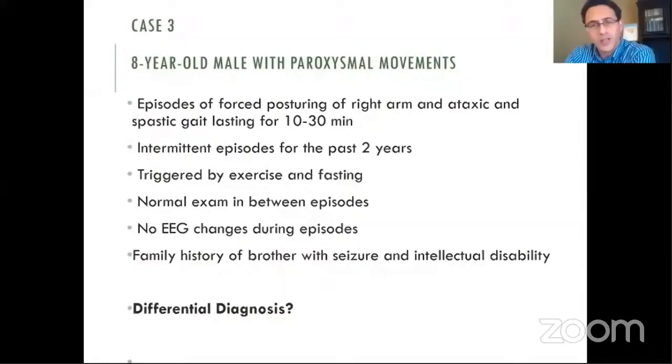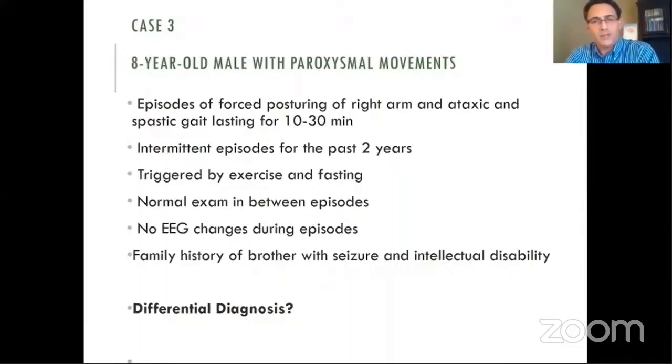They're usually triggered by exercise or fasting, and there is a normal examination in between episodes. There are no EEG correlates during the episodes, which rules out an epileptic etiology. There is a family history of a brother with seizure and intellectual disability, but no movement disorder history.